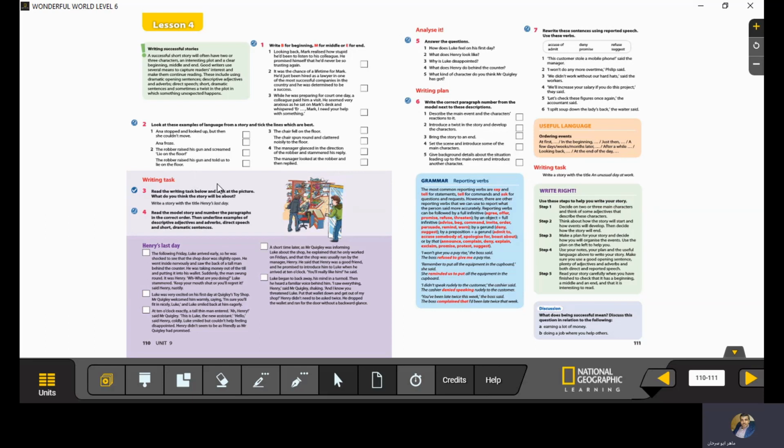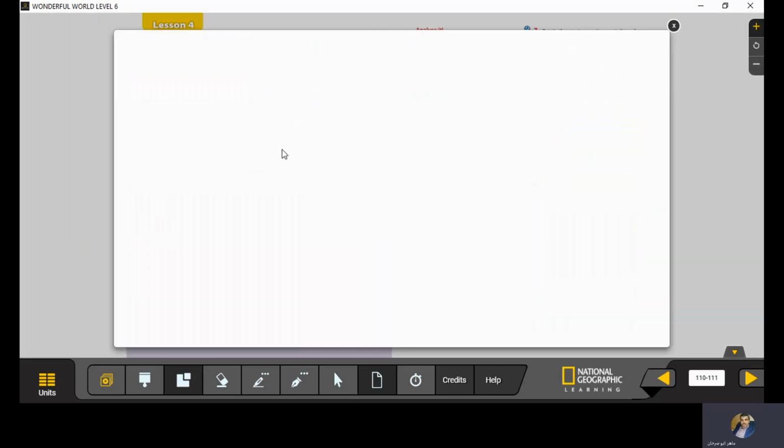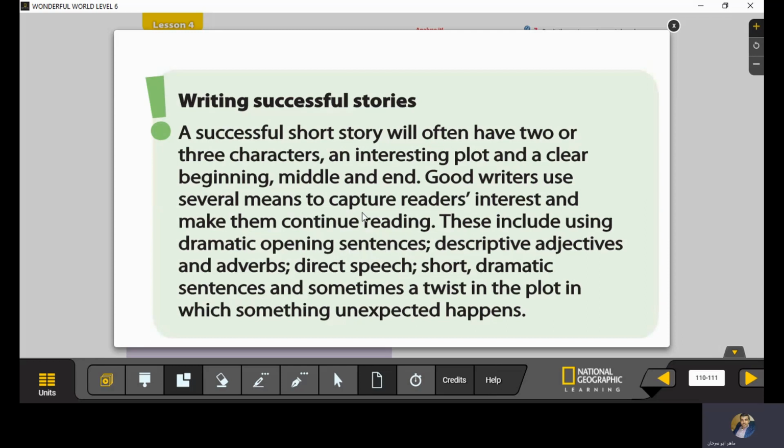So today, inshallah, we will discuss some strategies and ways of writing a short story. First of all, let me show you some tips here. A successful short story will often have 2 or 3 characters, an interesting plot, and a clear beginning, a middle, and end. So this is the right order: beginning, middle, and end, right?